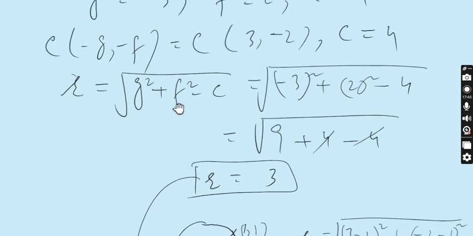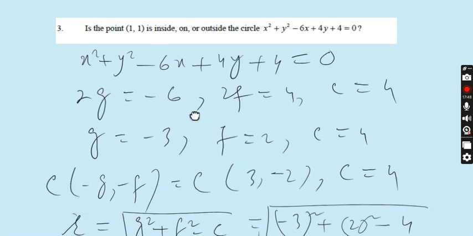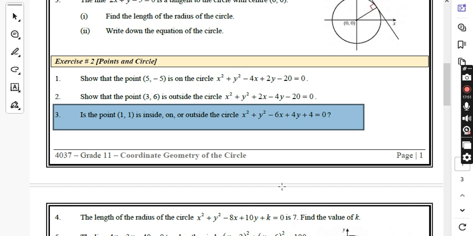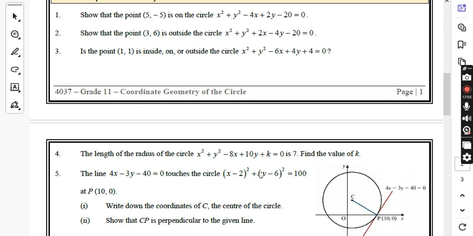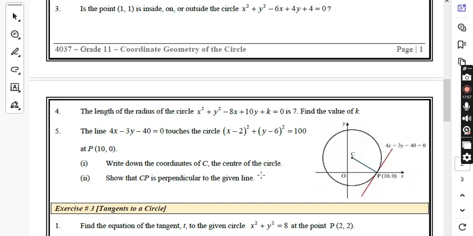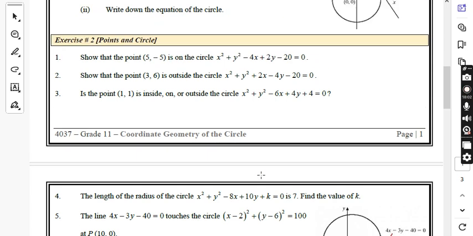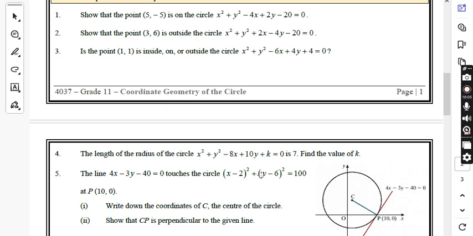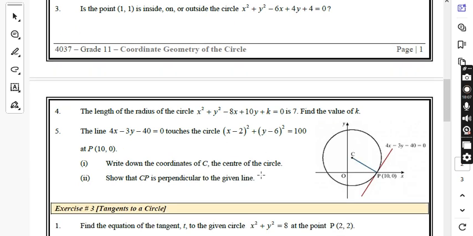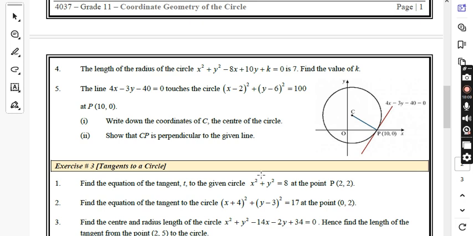So, students, this is our today's class, where we did question number 3 of exercise 2. In the next lecture, we will finish exercise 2 and we will do more about coordinate geometry of the circle. We will do a lot of questions, a lot of exercises in order to grip the topic.